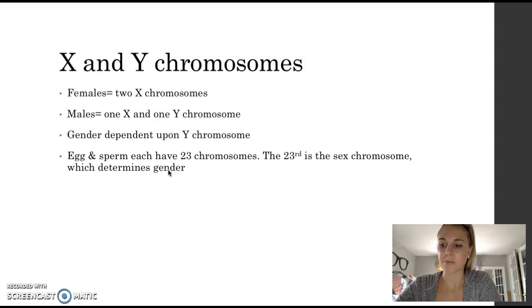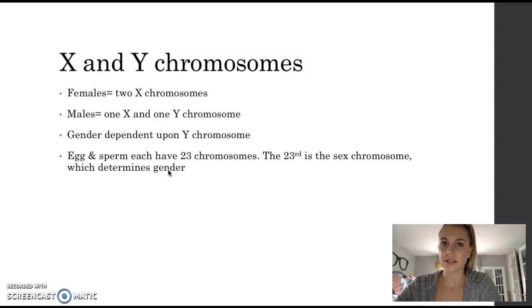Each egg and each sperm, each of those have 23 chromosomes, and that 23rd pair of chromosomes are called the sex chromosomes, and that is what determines gender. An egg has the one X chromosome, and then a sperm will either have one X chromosome or one Y. And then those other 22 pairs of chromosomes are called autosomal chromosomes, and they direct development of parts of the human body other than the sex organs, and then characteristics such as hair color and blood type.